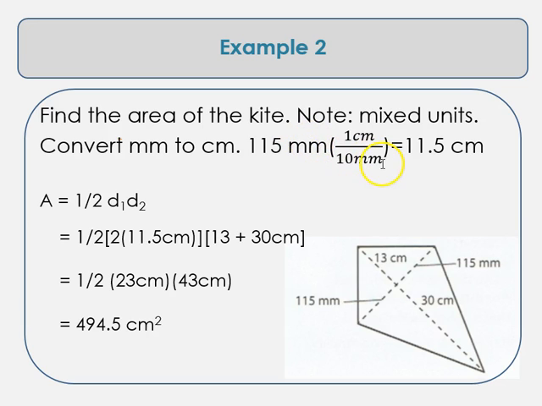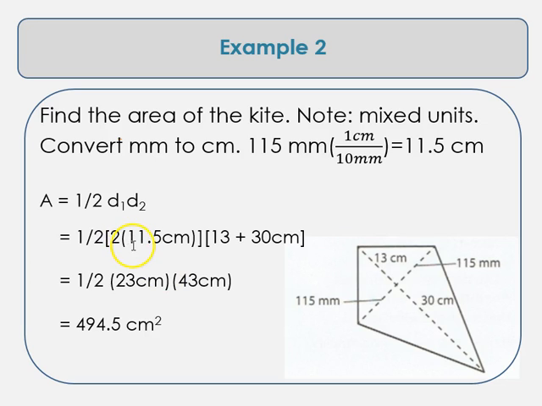You go ahead and cross cancel those out, multiply across, you have 115 times 1 divided by 10, which is 11.5. So let's input our information into our formula, and we have 1/2 diameter 1 times diameter 2.